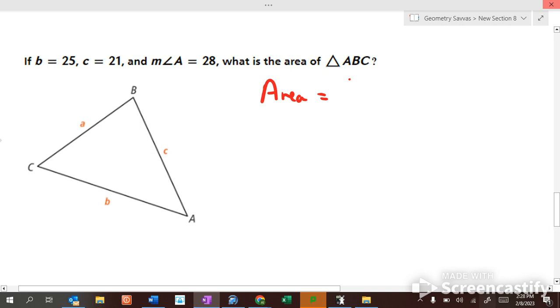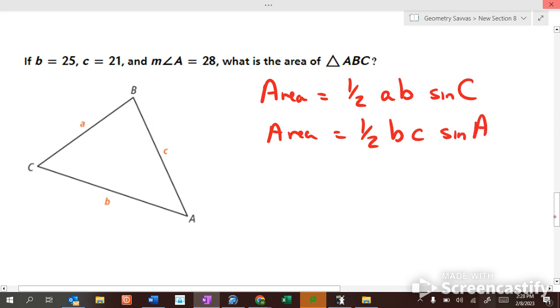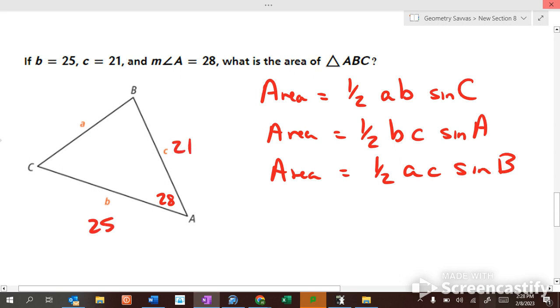The area of a triangle is 1/2 little a, little b times the sine of big C. So side A times side B times the sine of the angle C. Or the area equals 1/2 BC times the sine of A, or the area equals 1/2 AC sine of B. Now, in this case, I'm given angle A is 28, side B is 25, side C is 21. Which of the three formulas should I use to figure this out? The first one, the second one, or the third one?